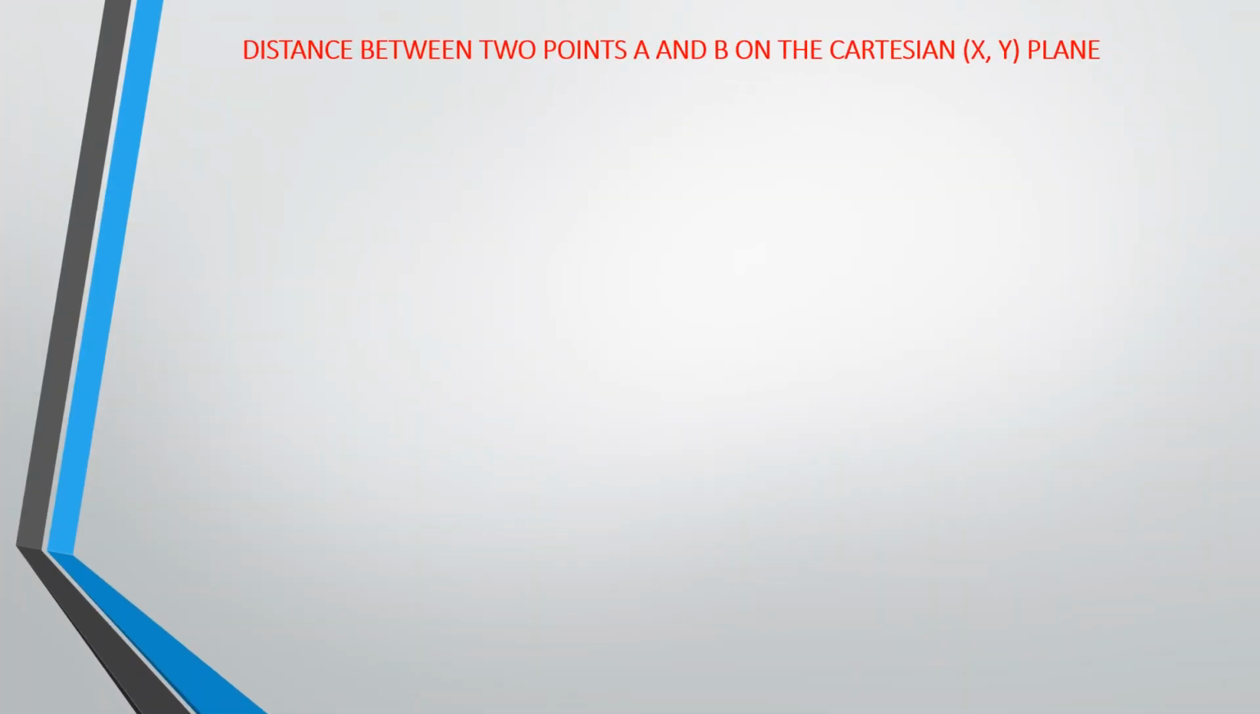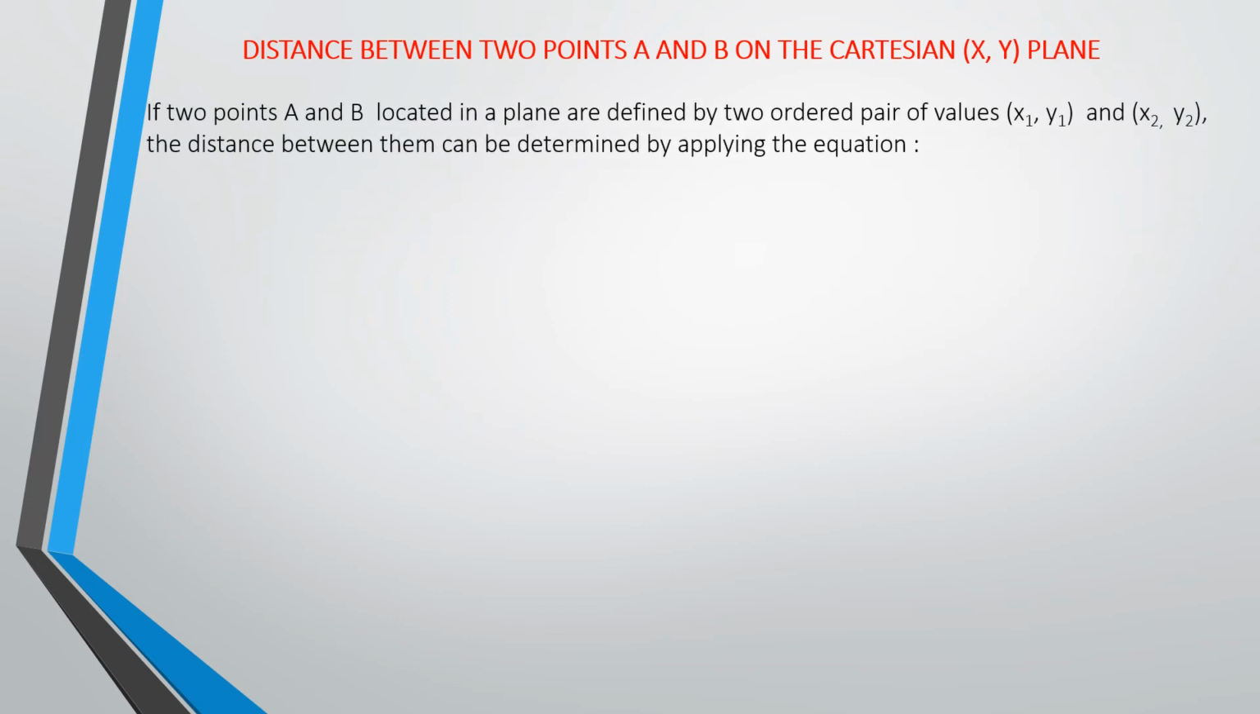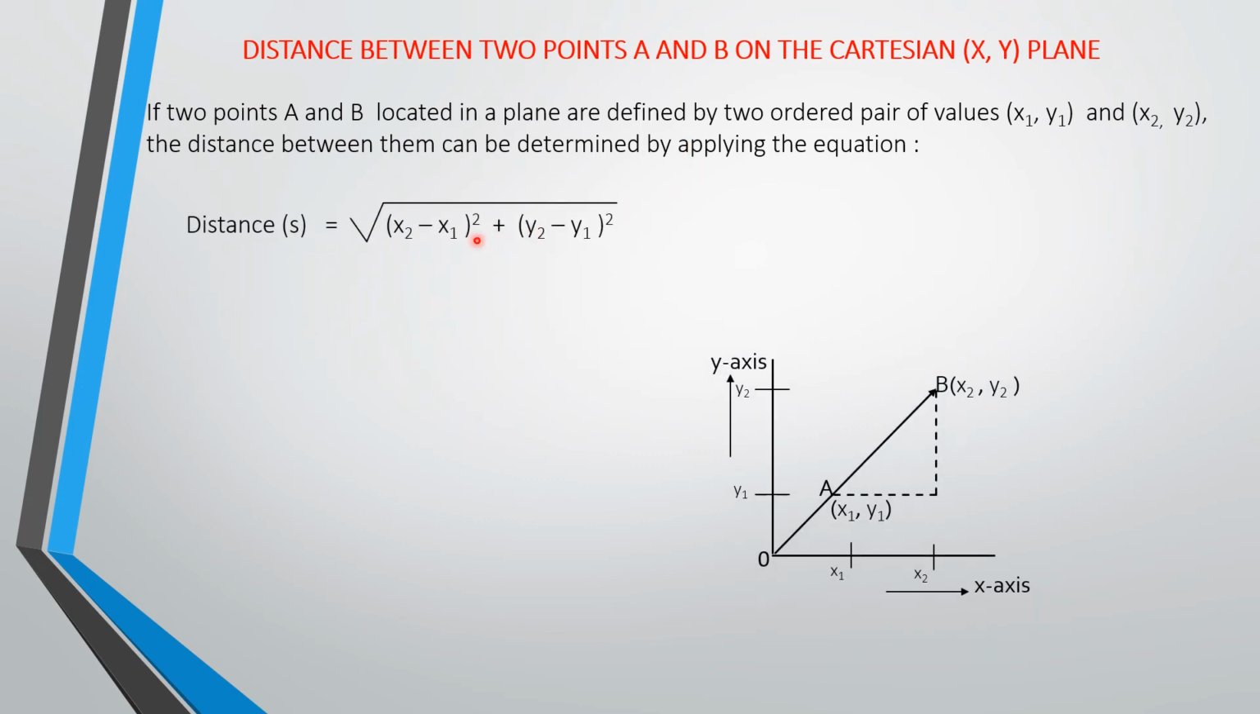Distance between 2 points A and B on the Cartesian plane. Sometimes you can be given 2 points on a plane, and then you are asked to find the distance between the 2 points. Assuming the 2 points are represented by 2 ordered pairs of values, that is (x1, y1) and (x2, y2), you can use the simple equation to find the distance between the 2 points.